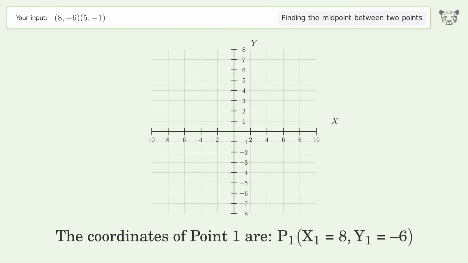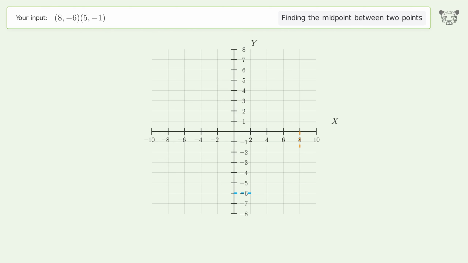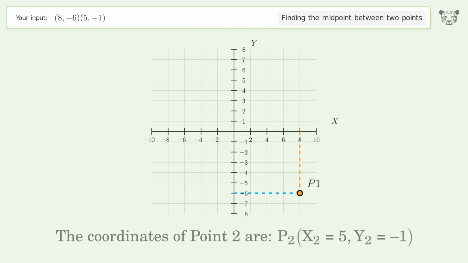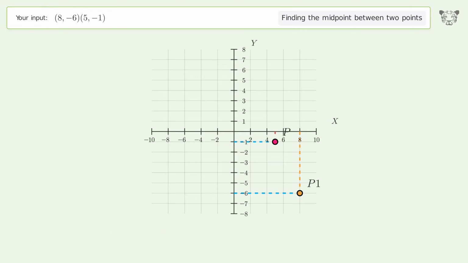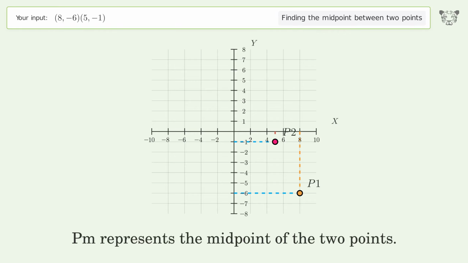The coordinates of point 1 are, x1 equals 8, y1 equals negative 6. The coordinates of point 2 are, x2 equals 5, y2 equals negative 1. PM represents the midpoint of the 2 points.